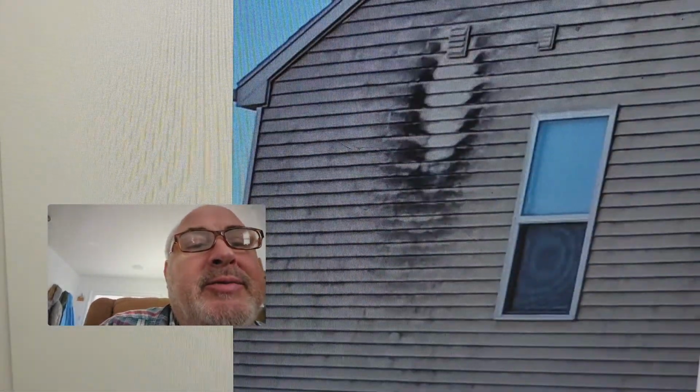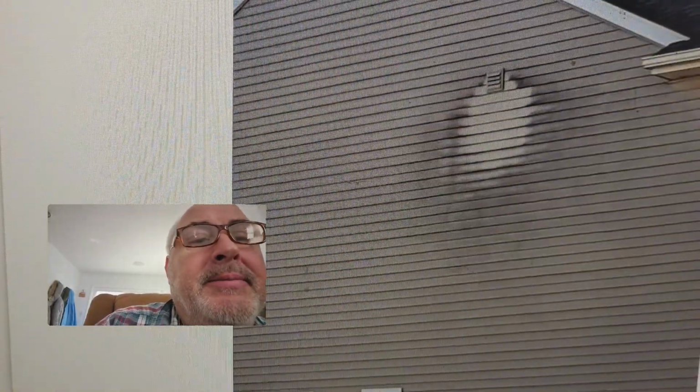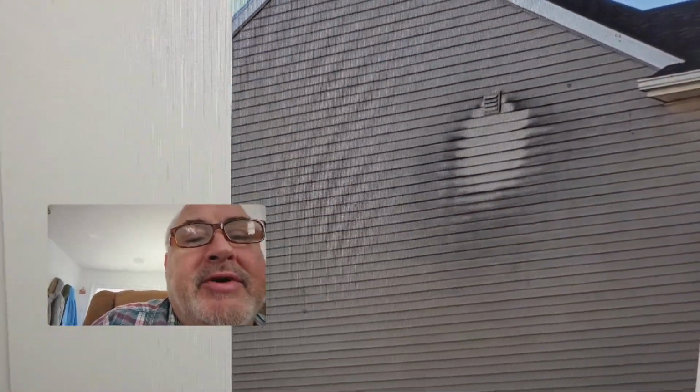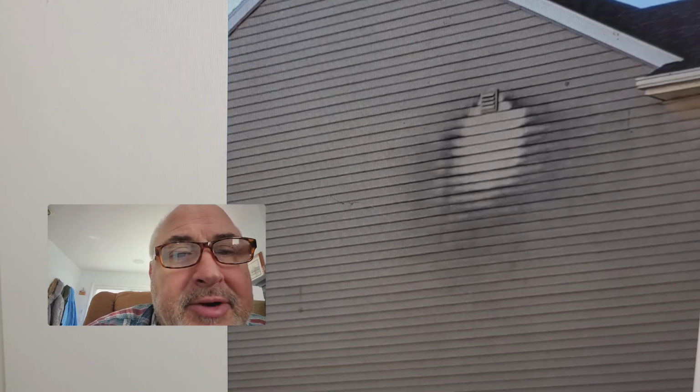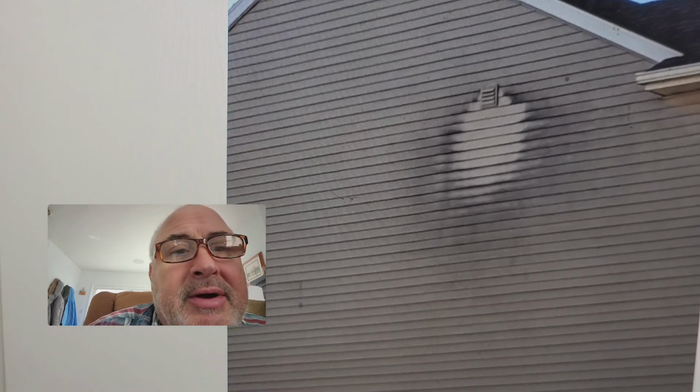Anyways, so yes, we can wash our siding, but this is caused by negative and positive pressures in your home from an unbalanced HVAC system.